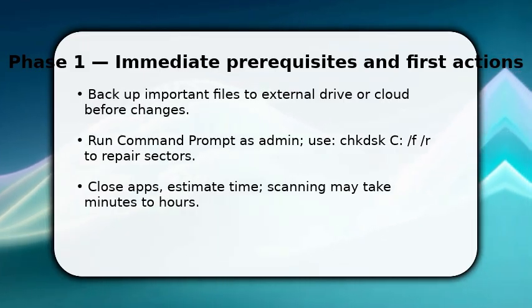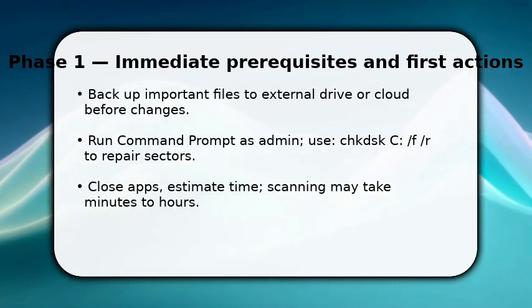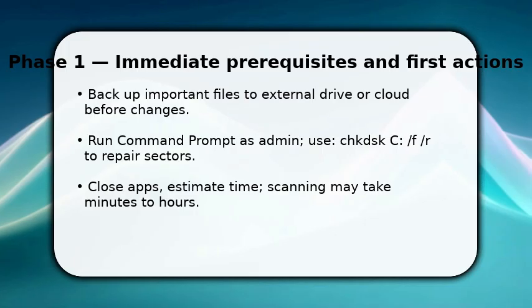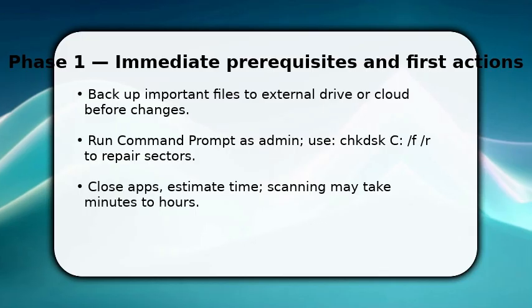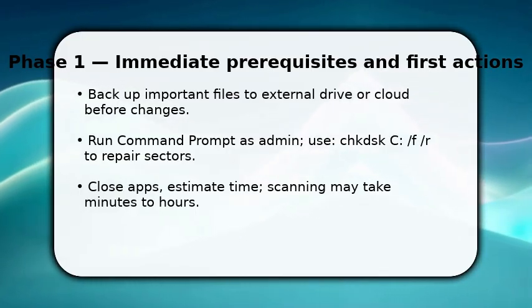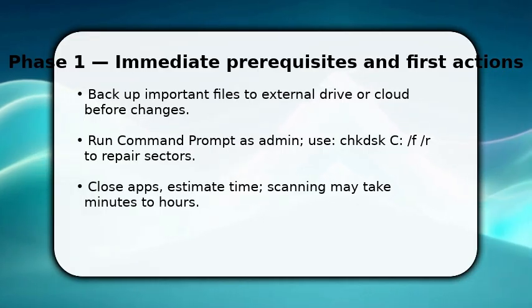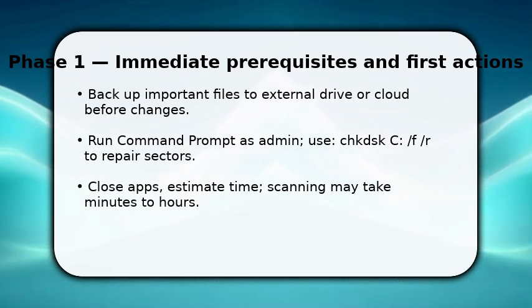Next, open command prompt as administrator and run chkdsk C: /f /r. This locates bad sectors and attempts repairs. Once started, make sure to close active programs. The disk scan can take minutes to hours depending on size and errors. You do this first to correct file system corruption and to prevent further damage from writes during the repair process.